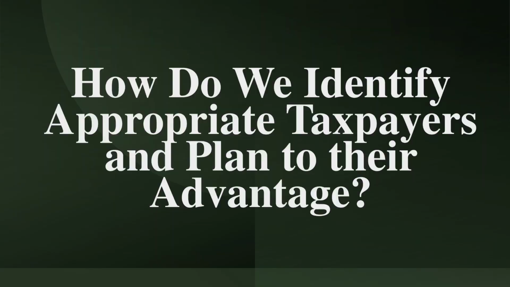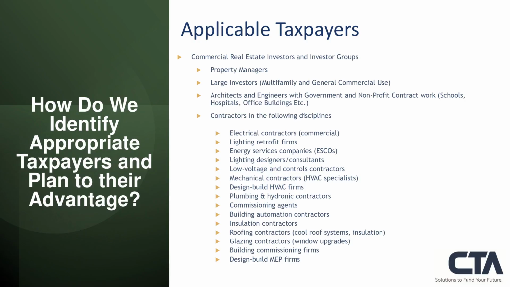All right, so last thing that we're going to go to is how do we identify the appropriate taxpayers and plan to their advantage? Well, there's a lot of different applicable taxpayers that are out there. And when we think about who we need to look through from our Rolodex perspective, we're really going to be looking at property managers. We're going to be looking at commercial real estate investors and investor groups, large investors, people that build a lot of these big properties, big partnerships that could benefit from a Section 179D deduction that do these multifamily things. And of course, architects and engineers with government and nonprofit contract work, right?